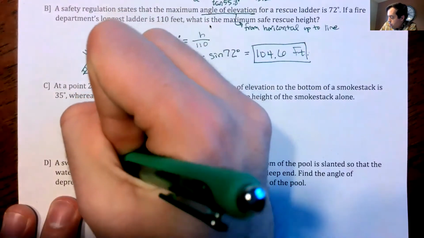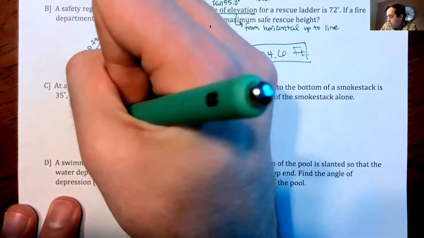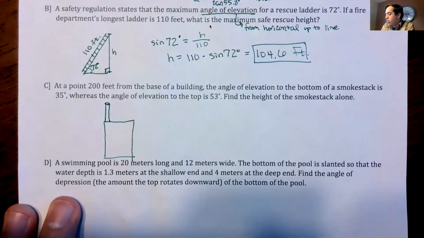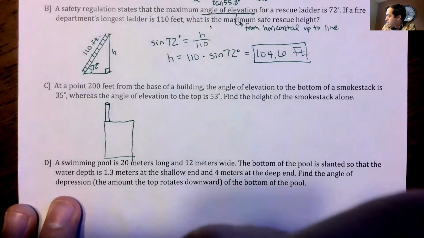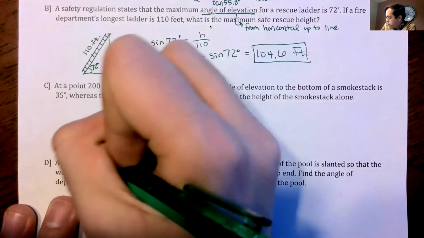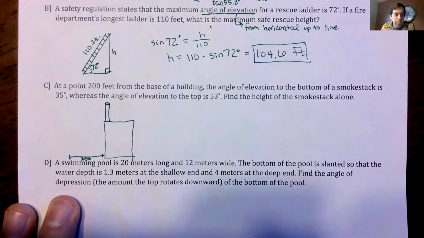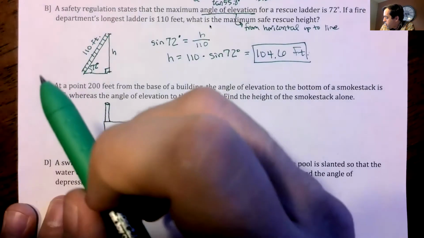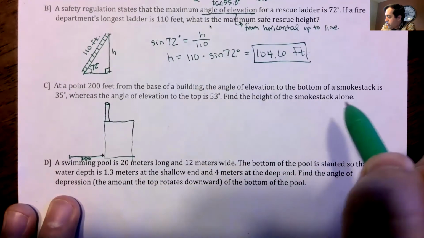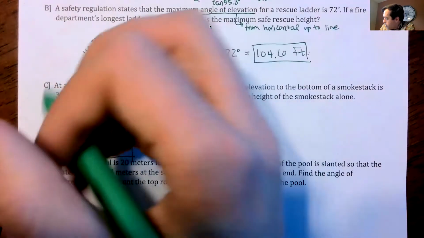But in this problem, we have some sort of a building, and it has a smokestack on top. I'm not exactly sure how wide the smokestack would be, but it's something like that. And the reason I'm drawing it on the edge is because we're going to be a distance of 200 feet from the building. And from this position, it's saying the angle of elevation to the bottom of the smokestack is 35 degrees.